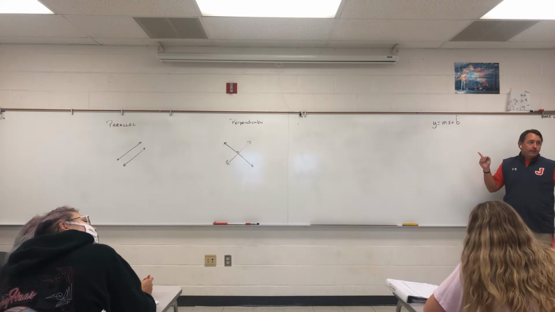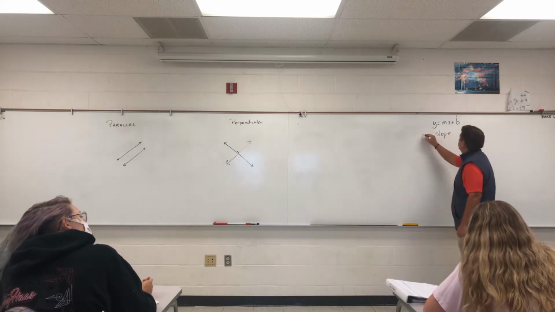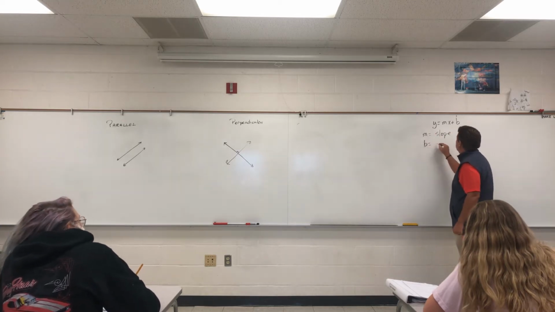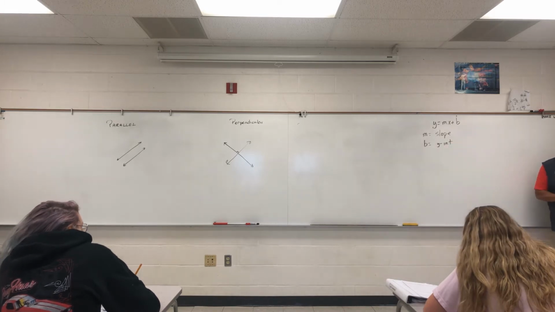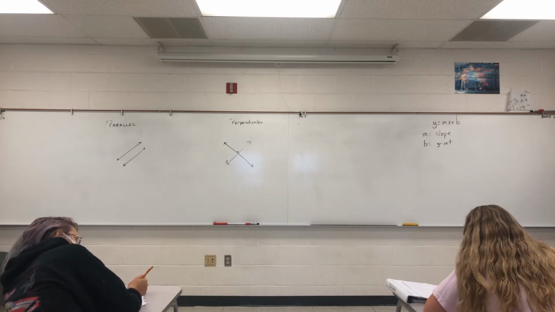So if we have two things, if we have slope, which is the m, and if we have y-intercept, which is the b, we can write the equation of a line. Okay? So it says the linear form we use, you should have put y equals mx plus b in there.